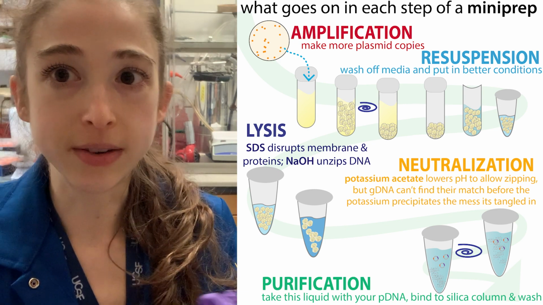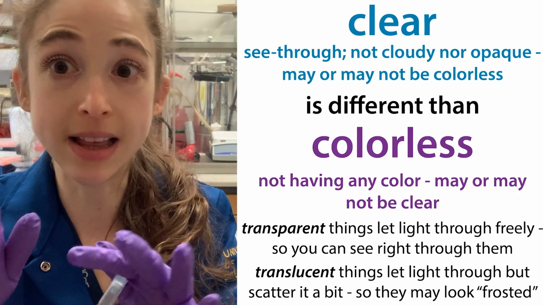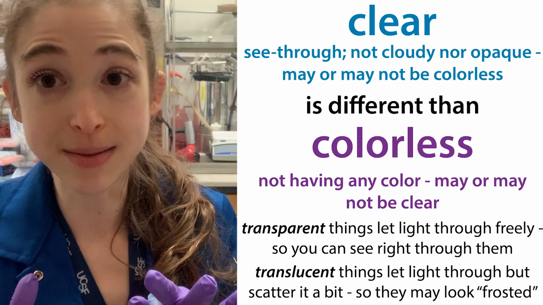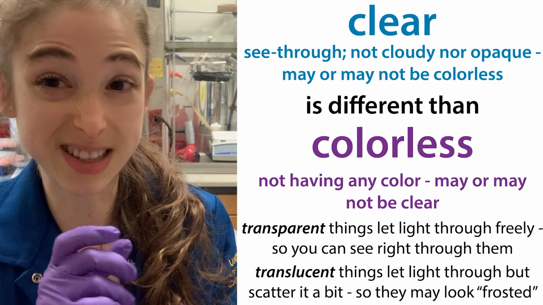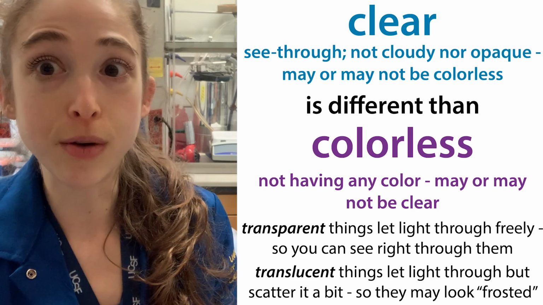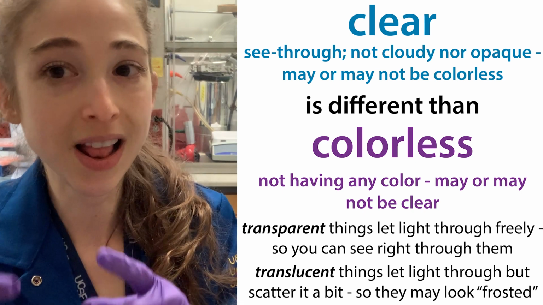And speaking of clarifications, this example gives me the opportunity to say that clear and colorless are different things. One of the first times I did a Miniprep, it was with the lyse blue. It's this pH indicator, and so when you add the base, it should turn blue, and then when you add the acid to neutralize it, it should turn colorless.